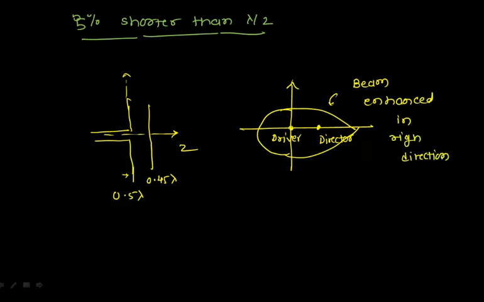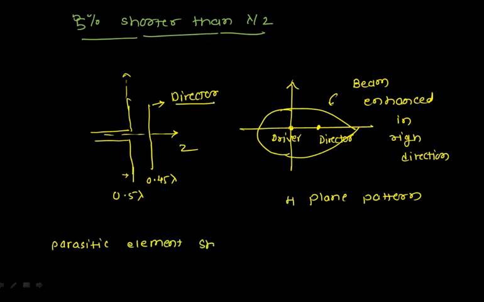Because I want to increase the radiation, I want to increase the directivity, so that directivity is achieved. So this is again an H plane pattern. Now this particular structure will be called the director. So how am I going to define a director? I'll just define it as I defined previously: the parasitic element shorter than the driven element is called a director.